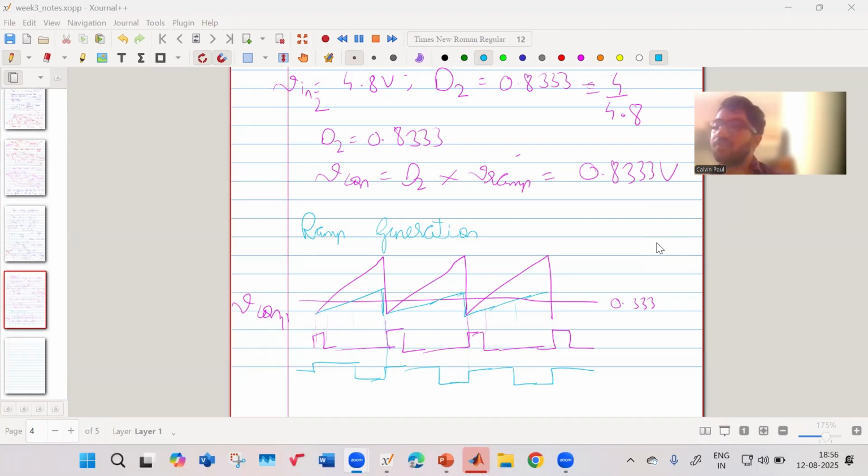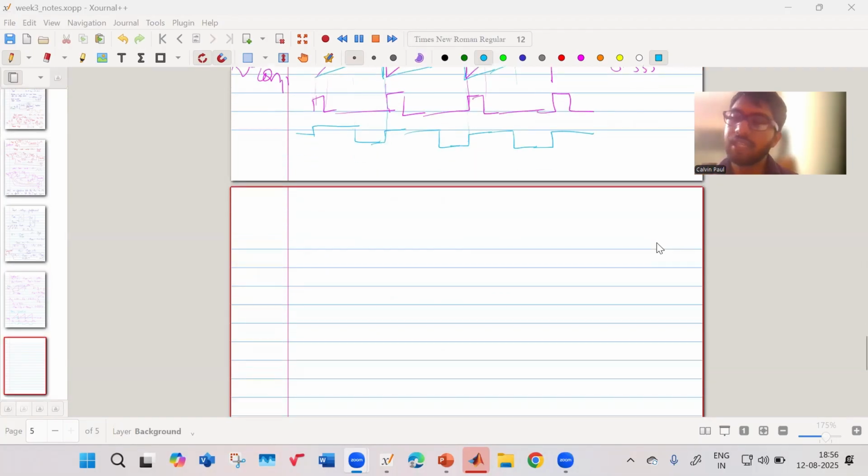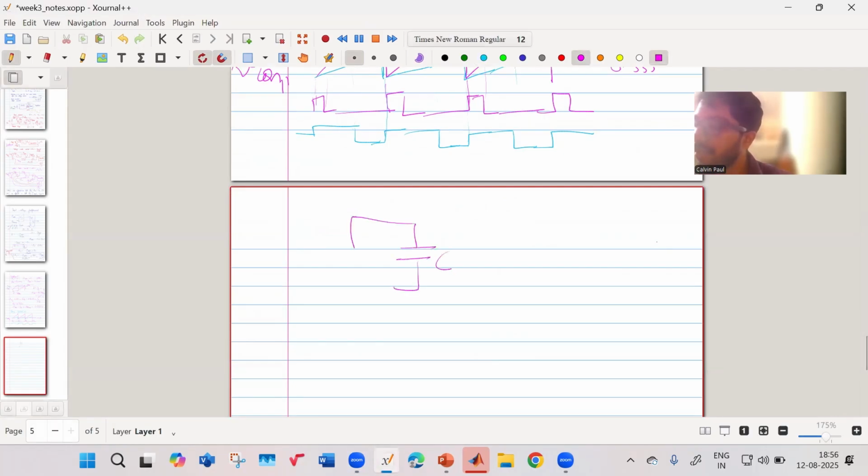Like what sir had told was that you will have a capacitor over here that will be connected to some current source, right? And then once it has reached the peak, you can turn on the switch and the capacitor will discharge.